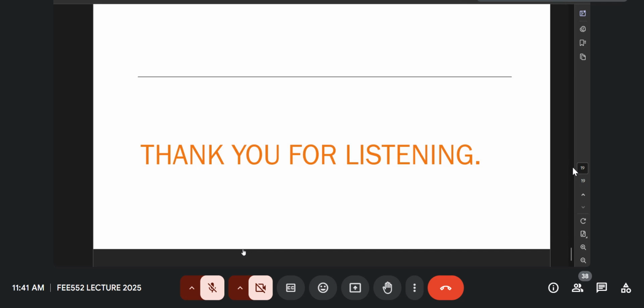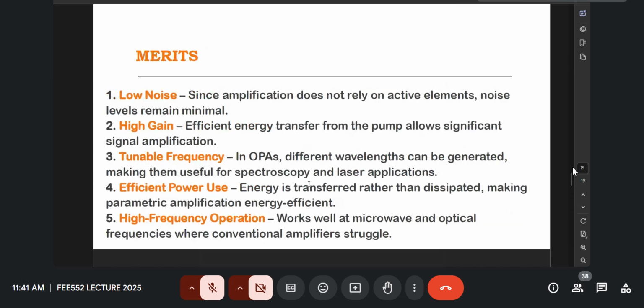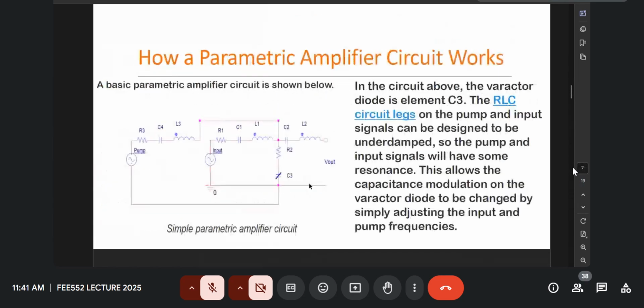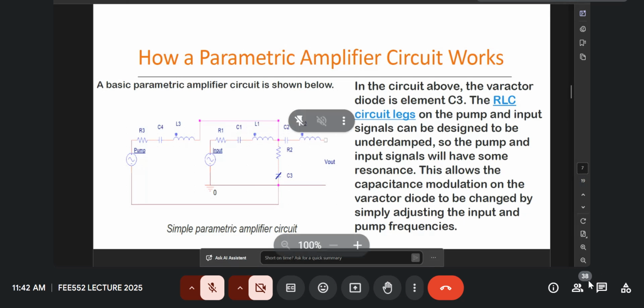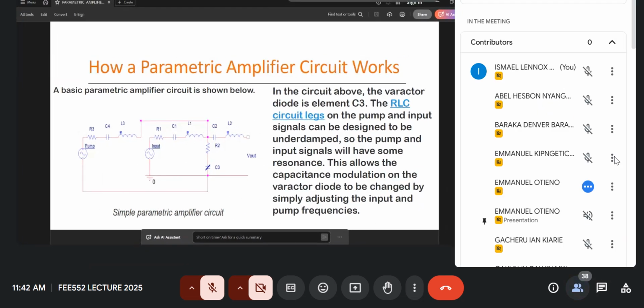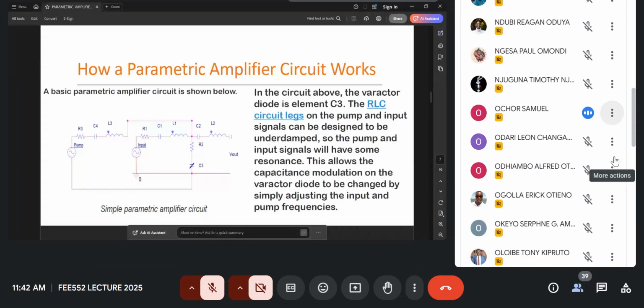I have a few questions. There's the circuit diagram, and you mentioned the pump source and varactor diode. If you could maybe go to the circuit diagram and kindly help me understand how the pumping happens, and why we use, for example, a varactor diode and not any other type of diode in the construction of the parametric amplifier. And also there's the oscillator. If maybe you could explain.